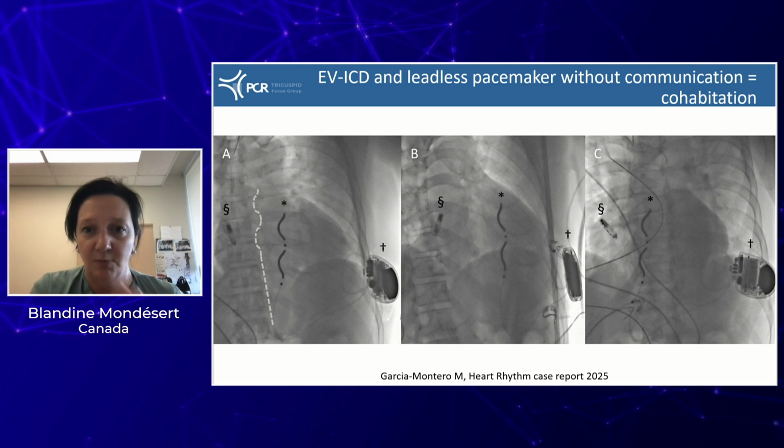And here is a case report that we have published recently with a leadless pacemaker in the atrium, coupled with the EV-ICD. So once again, no communication, but cohabitation, and it's feasible. And so far we don't have any interference and interaction between both of the devices.